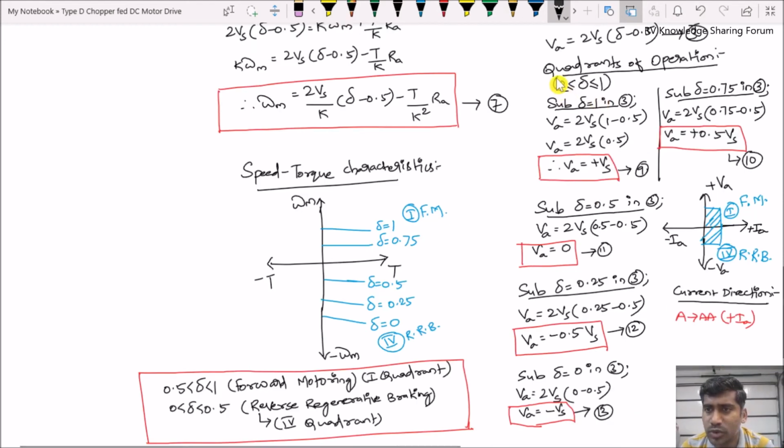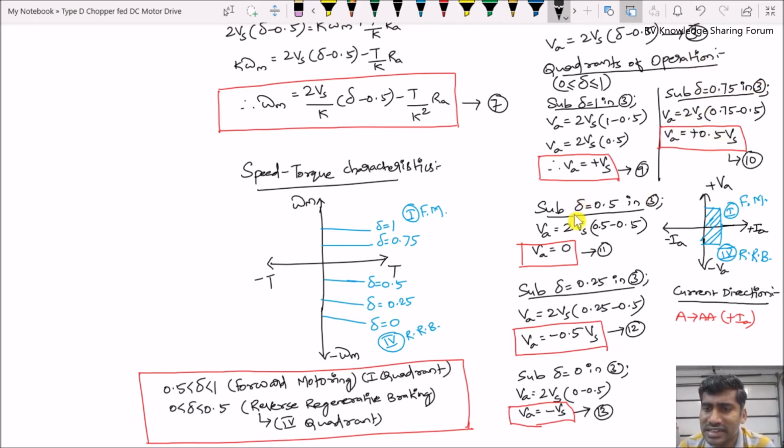Now, let us discuss the quadrants of operation. The value of the duty ratio ranges between 0 and 1. Let us substitute the duty ratio del is equal to 1 in equation 3. We will get VA is equal to 2 Vs into, instead of del, 1 minus 0.5. After simplifying this, we get VA is equal to Vs. Similarly, substitute the duty ratio of the chopper del is equal to 0.75 in equation 3. We will get VA is equal to 0.5 Vs.